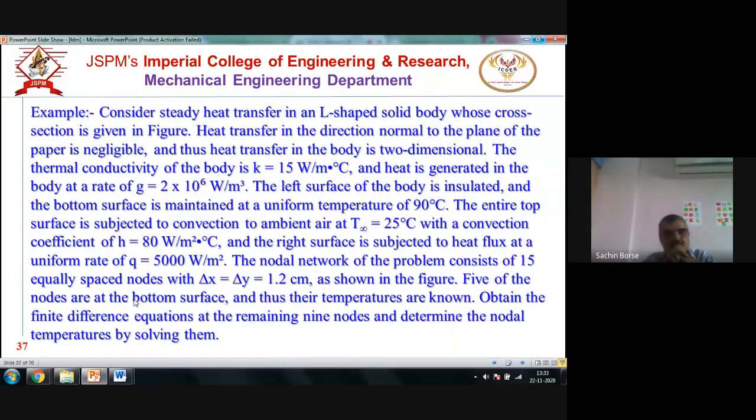Slide number 37. Consider steady state heat conduction. We'll take the first case, steady state heat conduction in an L-shaped solid body whose cross section is shown in the diagram. Heat transfer in the direction normal to the plane of the paper is negligible, meaning it is 2D heat conduction. The thermal conductivity of the body, K, is 50 watt per meter Kelvin. Heat is generated in the body at Q dot equal to 2 into 10 raised to 6.